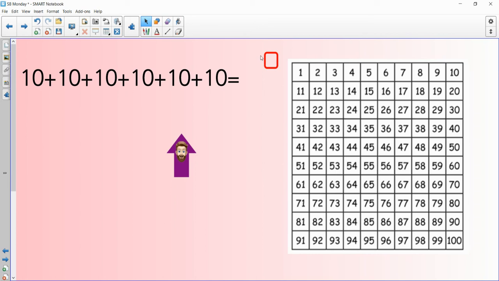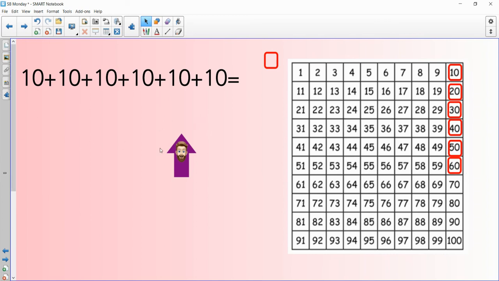Let's put those 6 tens on our 100 square, though. There's my first 10. 10. And add another 10. 20. Add another 10. I want you to shout out when I've counted enough tens. 40, 50. 60. Oh, amazing. I heard you all shout stop from your homes.